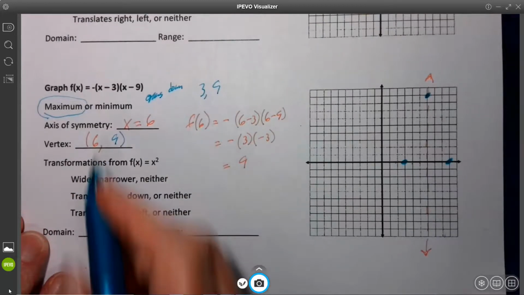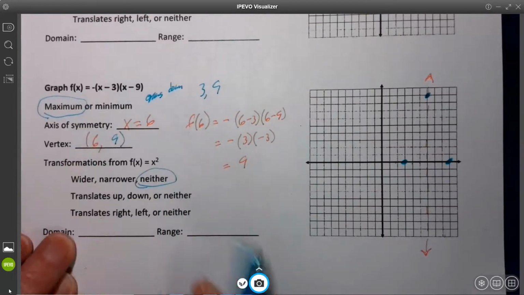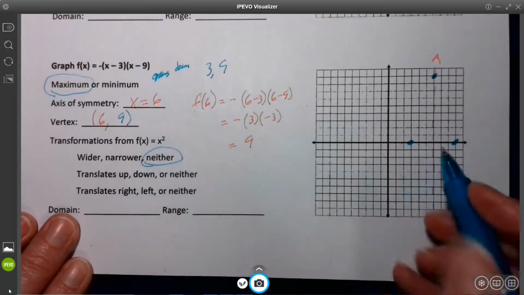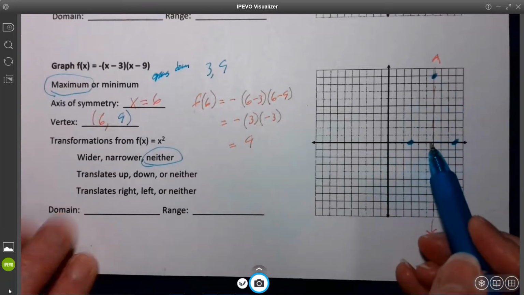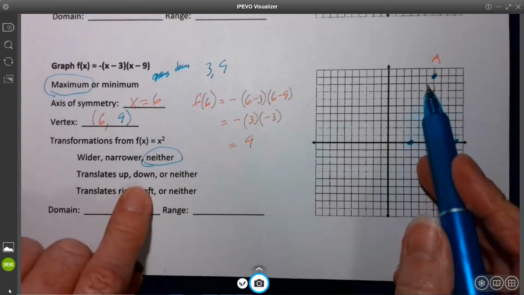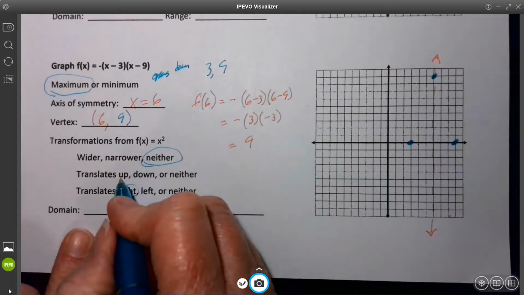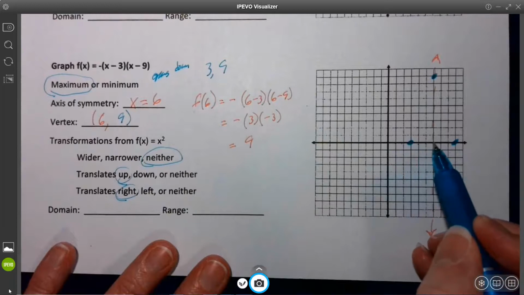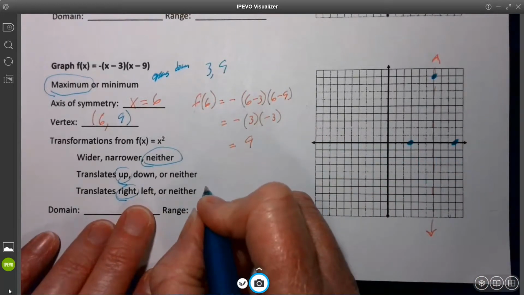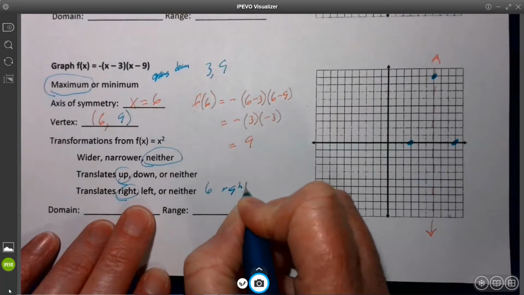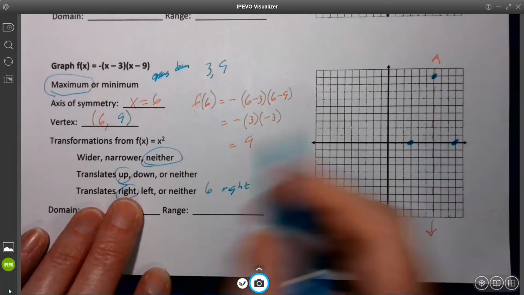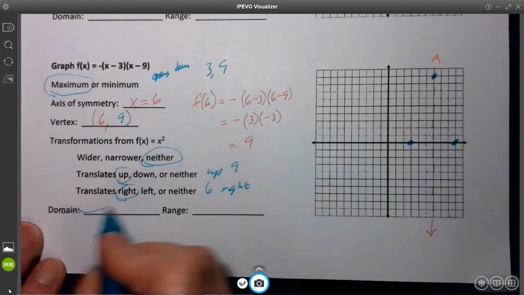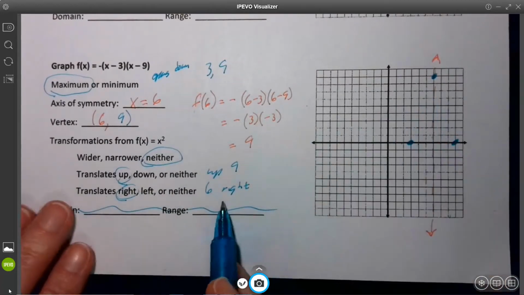It doesn't go wide or narrow because A is 1. Translates to the, let's see. So my vertex went over and it went up. So it translates to the right and it translated up. What did it translate up? It translated 1, 2, 3, 4, 5, 6. So it went over 6 to the right. And it went up 9. We already knew that. Up 9. Okay. So if we wanted to write the vertex form of that one, we could do that too.